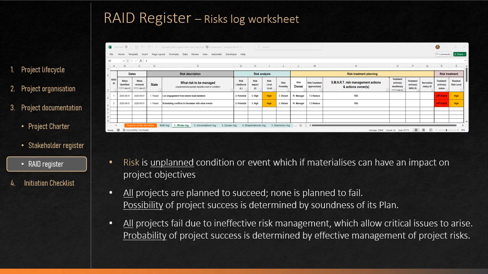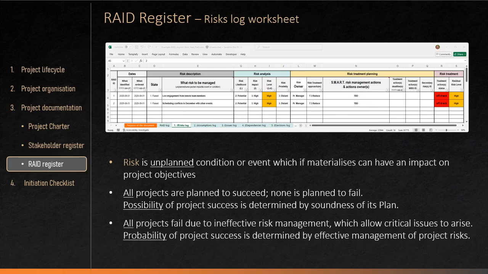The next worksheet in the RIDE register is the risk log worksheet. The worksheet is used to manage project risks, where risks are unplanned conditions or events which, if they materialize, can have an impact on project objectives. In order to be effectively managed, all identified risks should be clearly described, analyzed, and assigned to responsible parties for treatment. Effective risk management is critical to the success of any project.